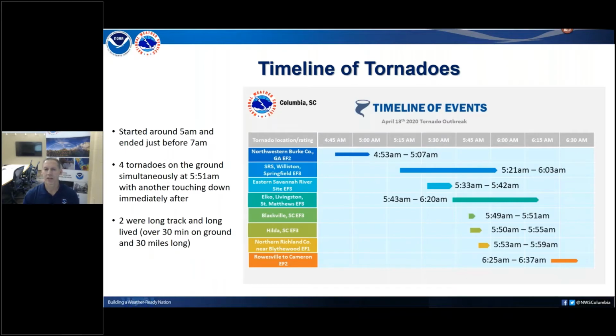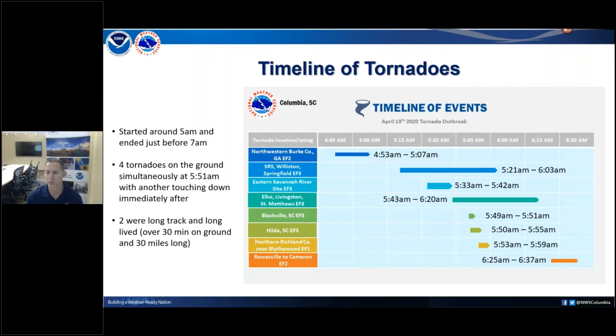Here's a look at a timeline of the tornadoes. You can see it started just before 5 a.m. The first tornado touched down in northwest Burke County, and the event continued to just a little bit before 7 a.m. The last tornado, from Roseville up to Cameron, ended about 6:37 a.m. So you can see it's a really confined event to a very short period of time, which led to the challenge of the event itself.